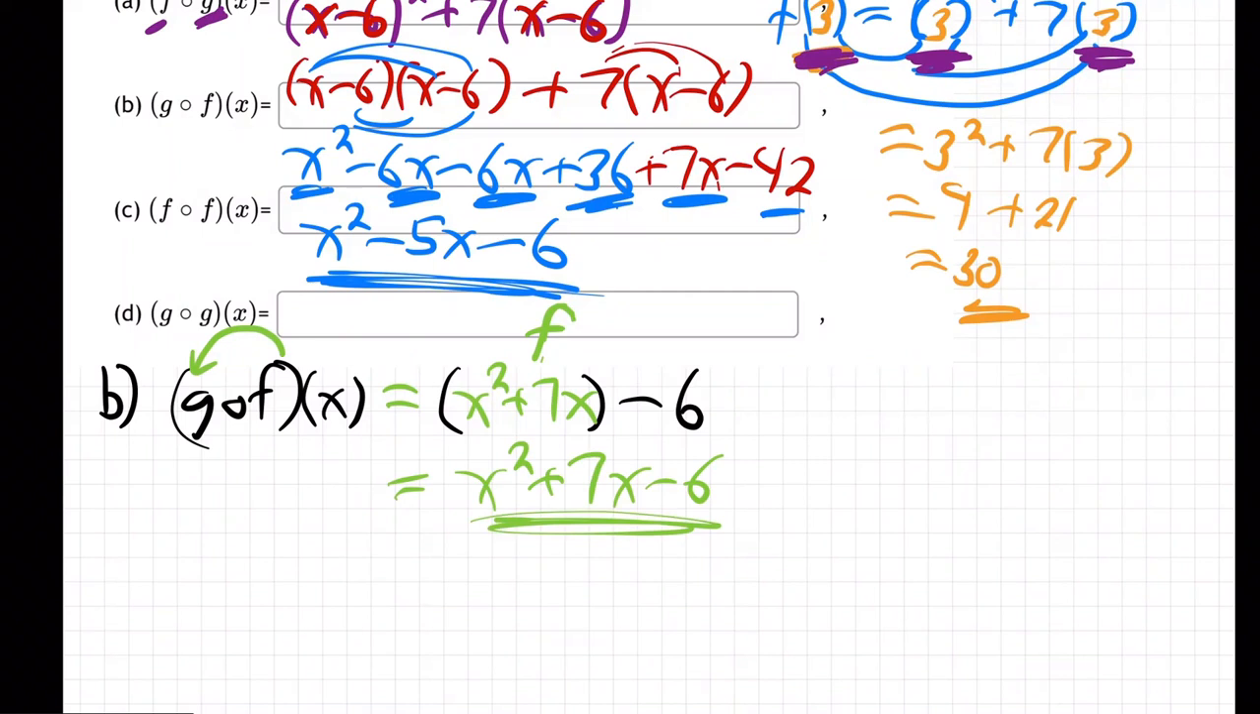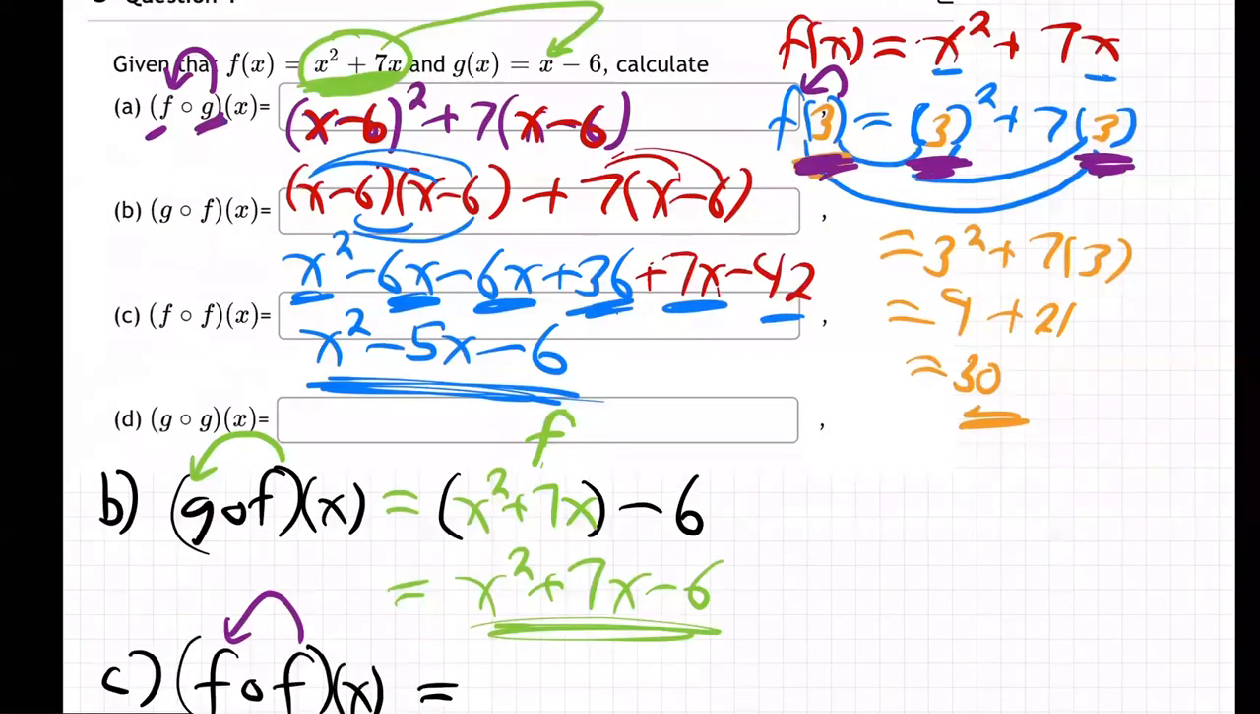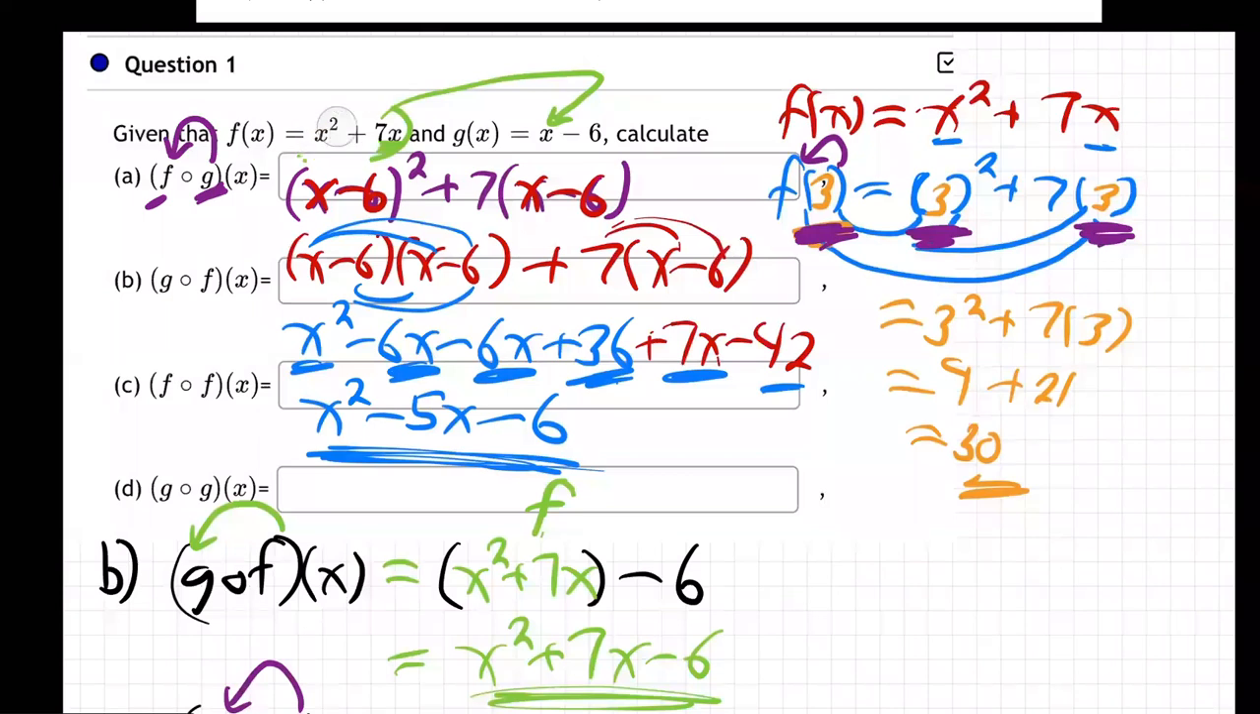Let's keep going. Coming on down now to part C. f of x. Now, what does that mean? Well, I think you know. It means f into f. Plug f into itself. Well, that's kind of weird. It is. It's a little weird.